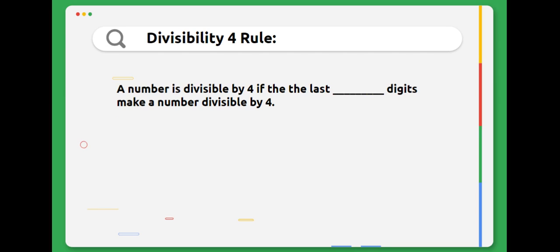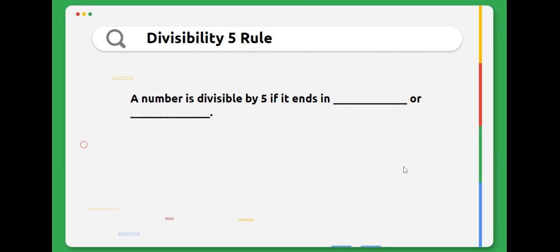All right, let's look at the divisibility 4 rule. A number is divisible by 4 if the last two digits make a number divisible by 4. Notice it didn't say the word sum. We're not adding anything. Here's what we're doing. Look at this number, 324. I'm going to take the last two numbers from that number. See how I took 24 out? 24 is divisible by 4 because 4 times 6 is 24. Good job.